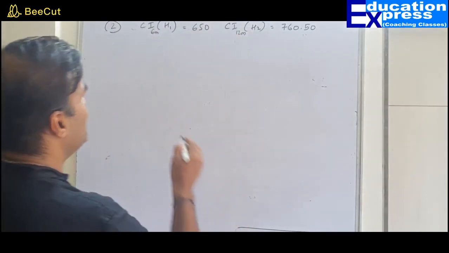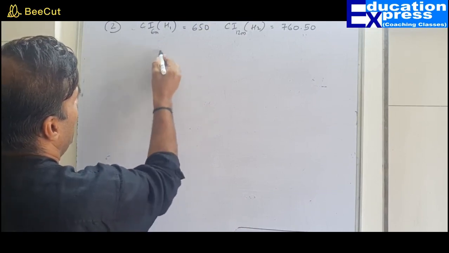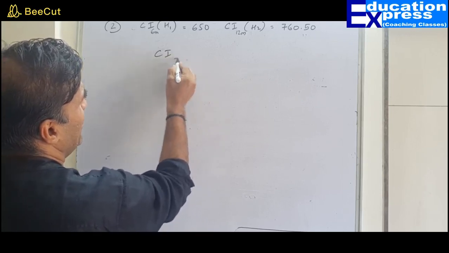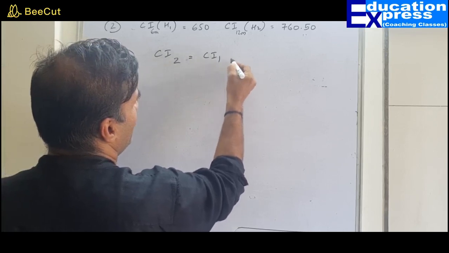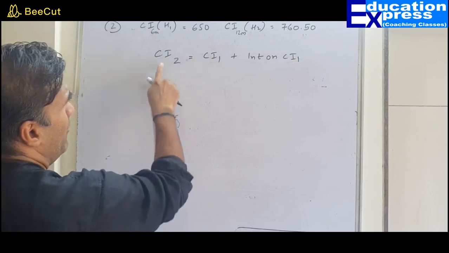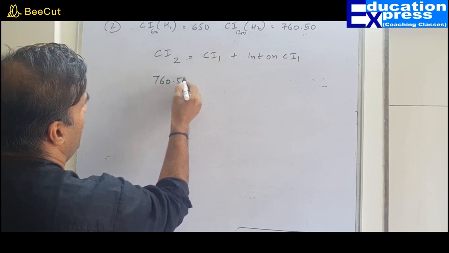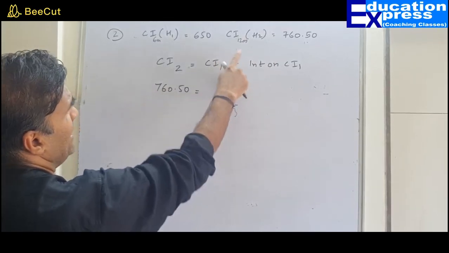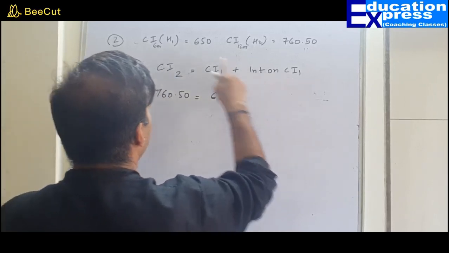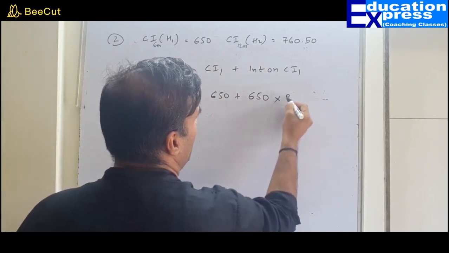How do we work it out? So simple. CI2, that means CI at the end of 1 year, or you can simply give the notation CI2, equals CI1 plus interest on CI1. Tell me how much is the compound interest at the end of 12 months? Sir, it is 760.50. How much is the compound interest at the end of 6 months? 650 plus interest on CI1. That means interest on 650 at what rate? Sir, not known to us.